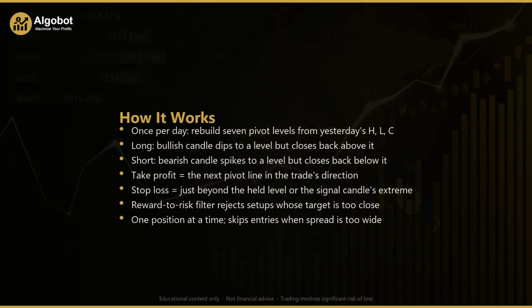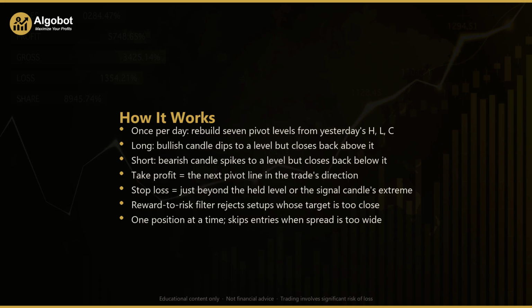Let us walk through the exact logic, step by step. The strategy acts only on fully closed candles, so it is patient and never reacts to a half-formed bar. At the start of each new day, it rebuilds the pivot ladder from yesterday's completed daily candle. It takes the high, the low, and the close, computes the central pivot as their average, and then derives the first, second, and third resistance and support lines. All 7 values are sorted into an ascending ladder, from the lowest support up to the highest resistance.